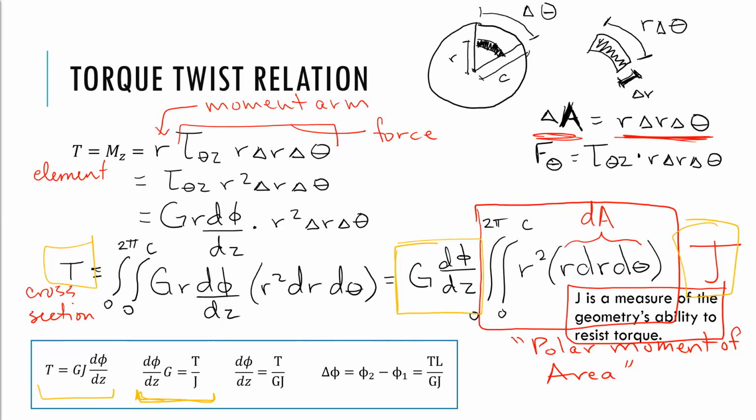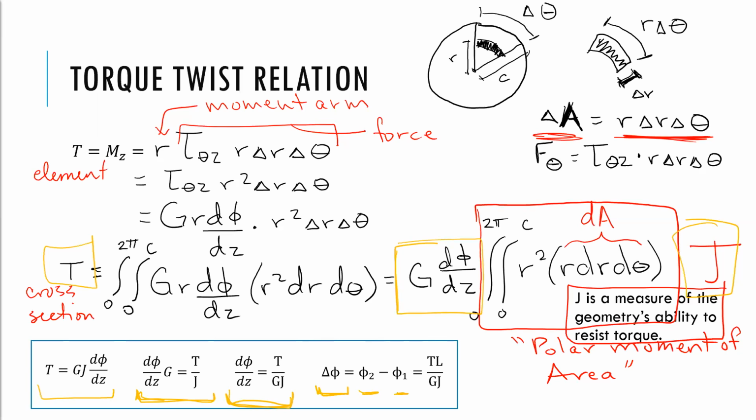But what might be more relevant in terms of solving problems is isolating the rate of twist. So you can calculate the rate of twist with T over JG. Now that rate of twist, we can express, if we're looking over a longer length instead of an infinitesimally small element, over some delta Z, as a delta phi, which means the phi at location 2 minus the phi at location 1.